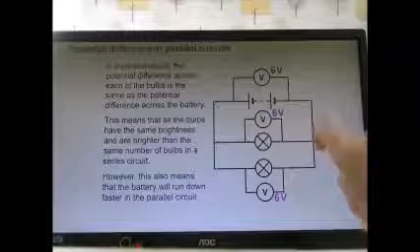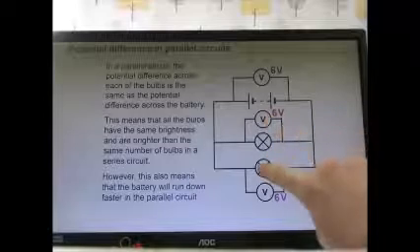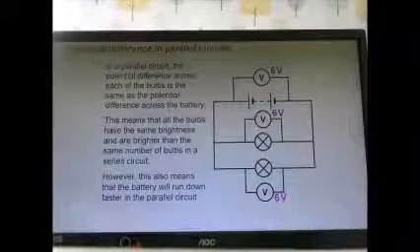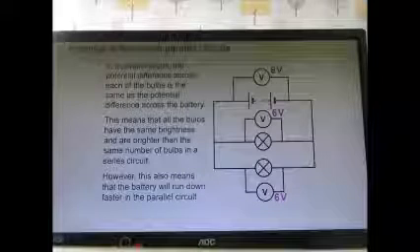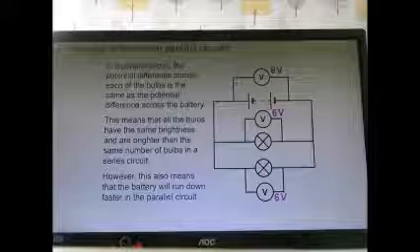Now the difference with this is that because they're taking off the same amount of energy, each of those bulbs will be the same brightness. They will not get dimmer, which is certainly a benefit of parallel circuits.